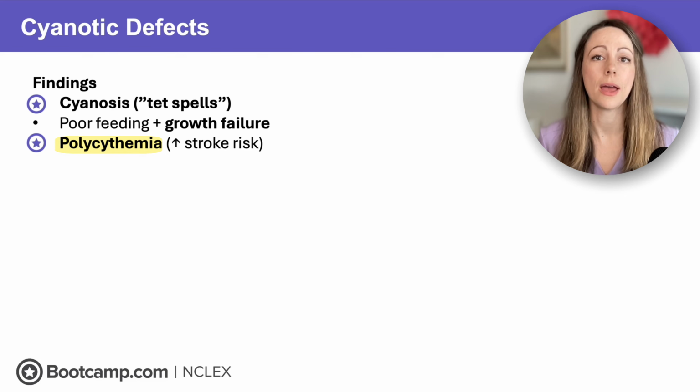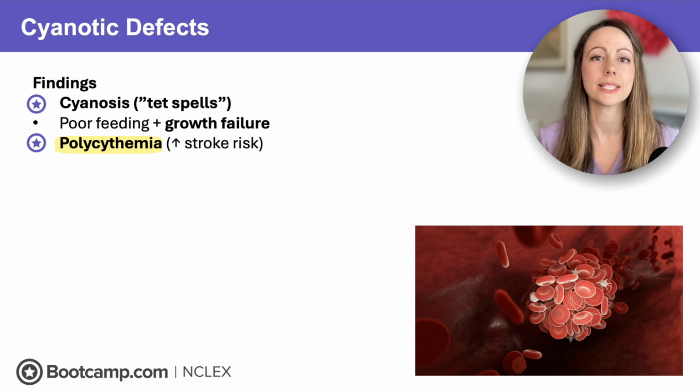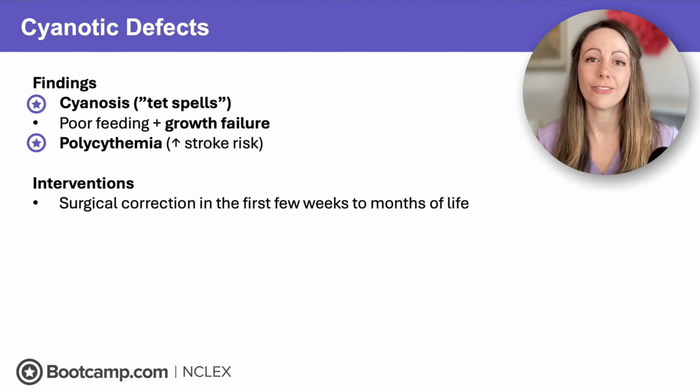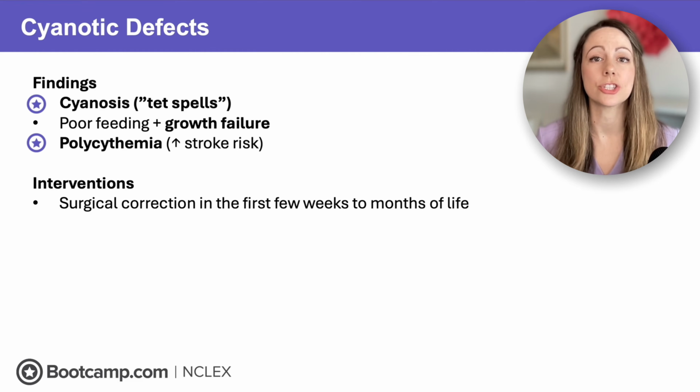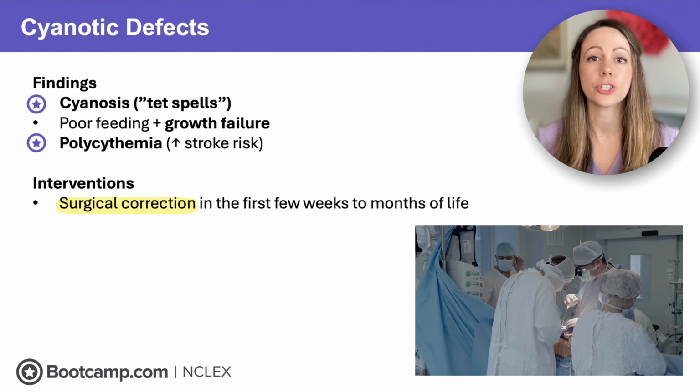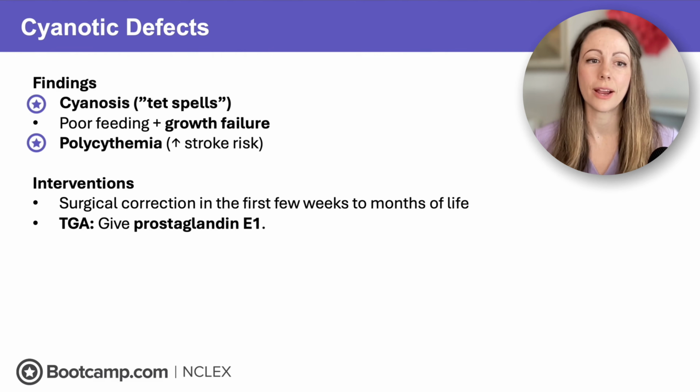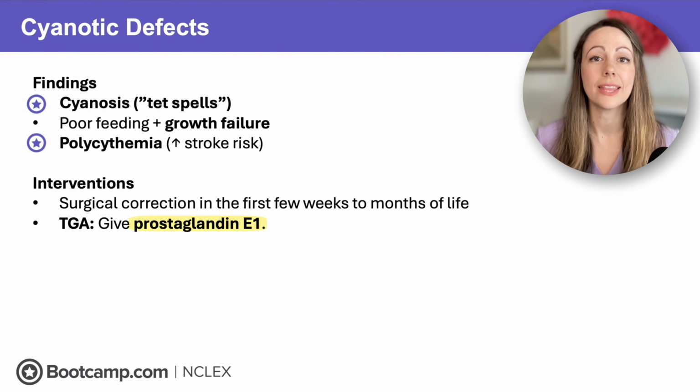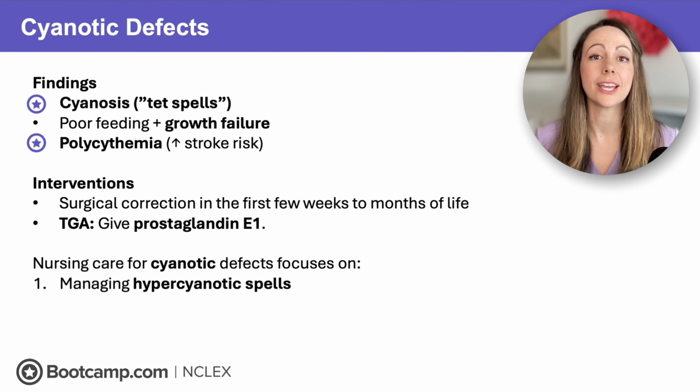Last is polycythemia. Because they have that hypoxemia, the body is trying to compensate by increasing red blood cell production. In order to do that, though, it causes the blood to get really thick and increases the risk for clotting and stroke. So for interventions, what do we do for these clients? These clients need surgery in the first few weeks to months of life to correct the defect. For transposition of the Great Arteries, we need to give prostaglandin E1. That will help keep the ductus arteriosus open to allow mixing of blood in order to ensure survival while we're waiting for surgery. Nursing care while we're waiting for surgery focuses on managing hypercyanotic episodes and maintaining fluid balance.